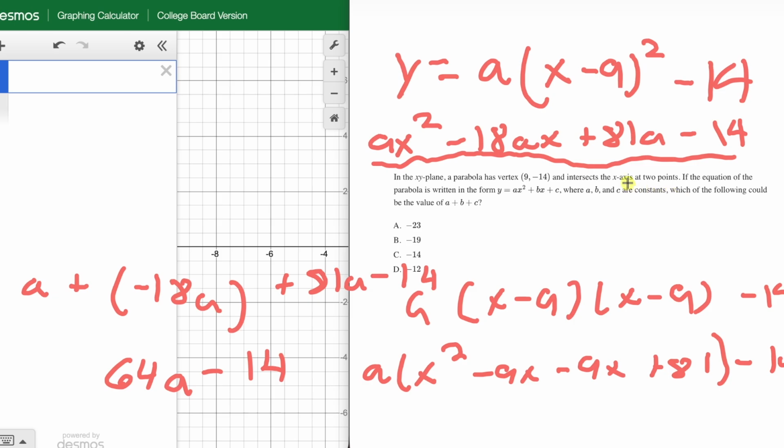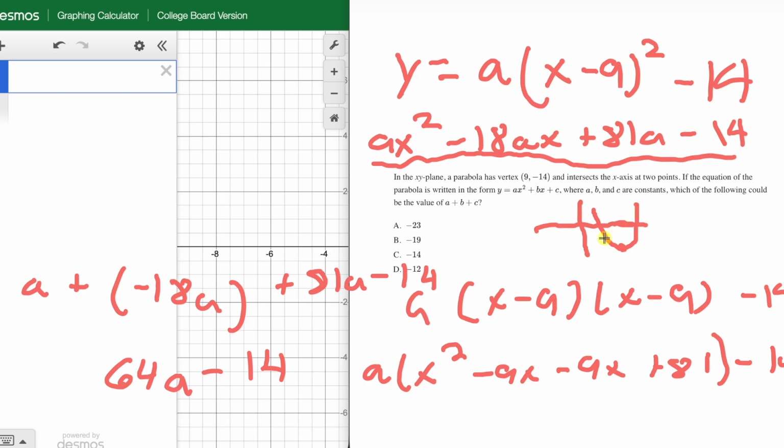So now if we go back to this problem, we can see that it's saying that the parabola intersects the x-axis at 2 points. It gives us where the vertex is, so we can draw a little xy plane here, and (9, -14) is here, down 14. So that's somewhere around here. So if it intersects the x-axis at 2 points, it must open upwards like this. And if it opens upwards, as I said earlier, a must be greater than 0.